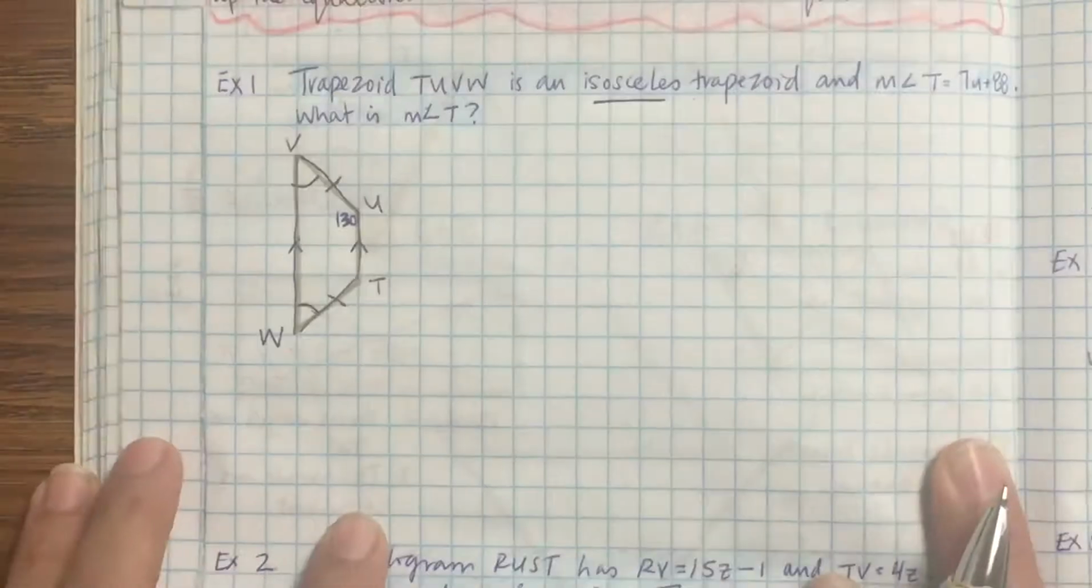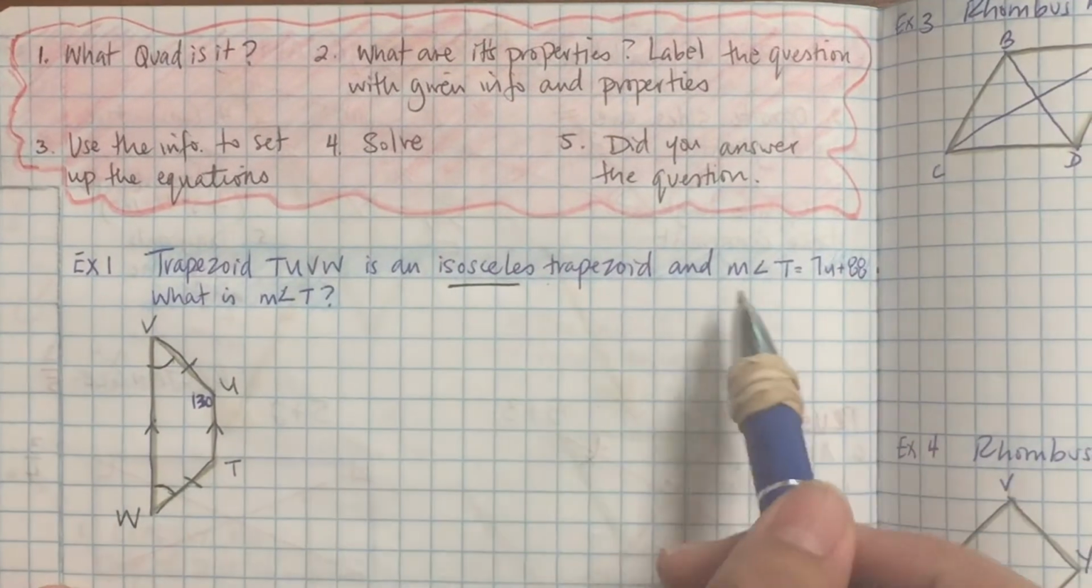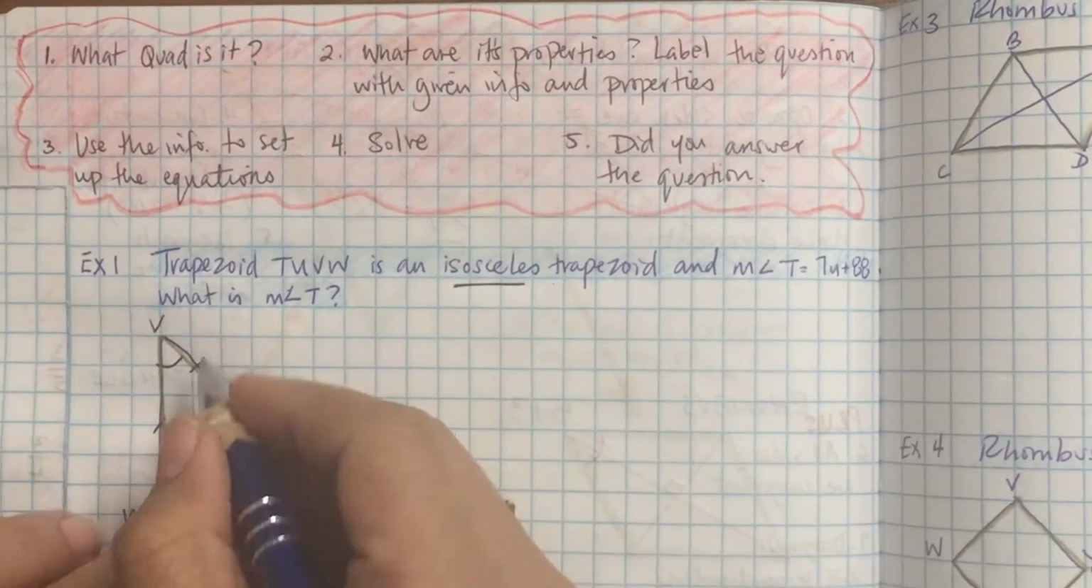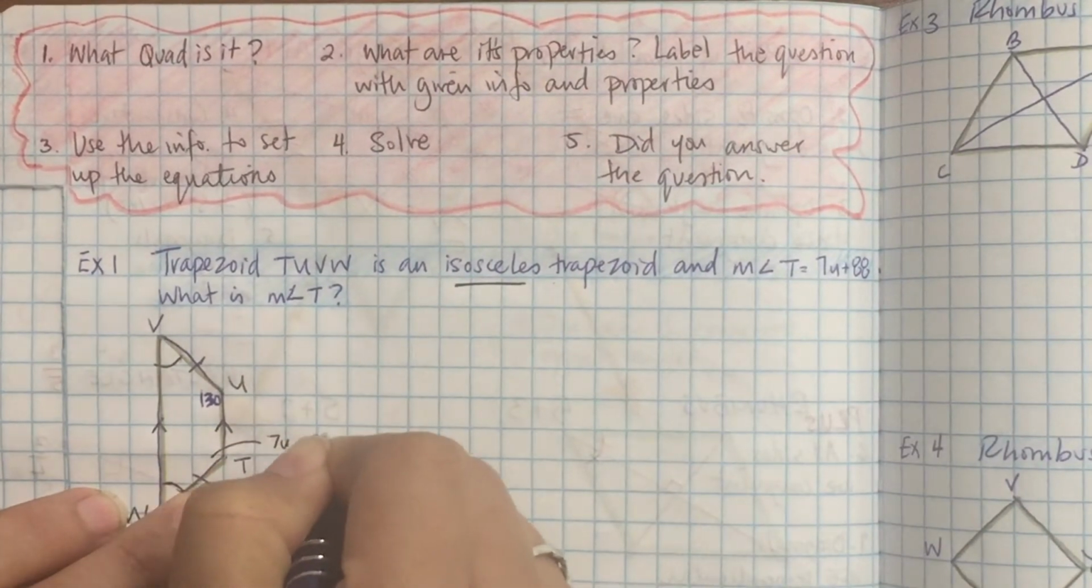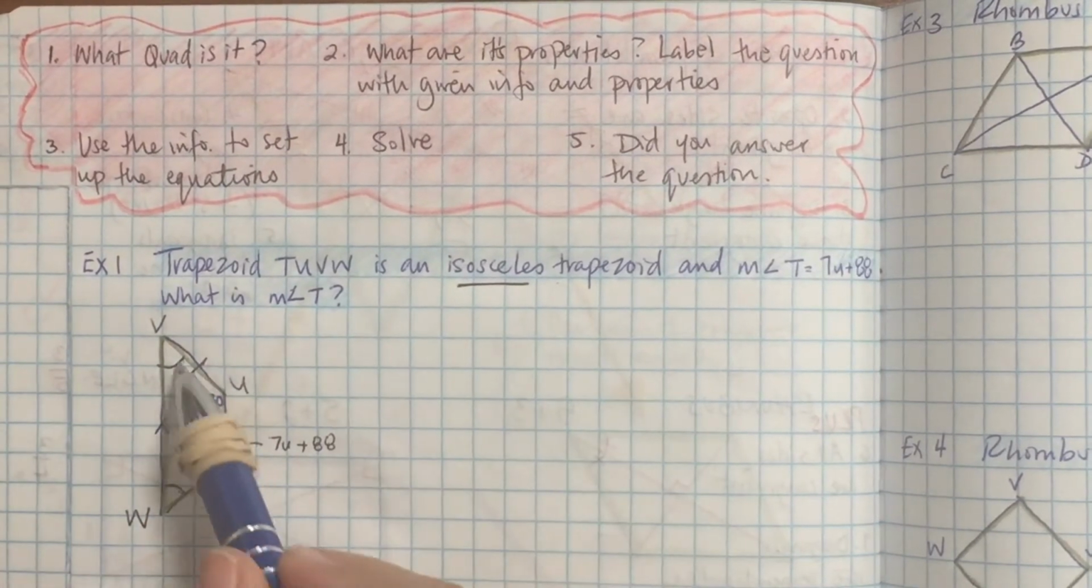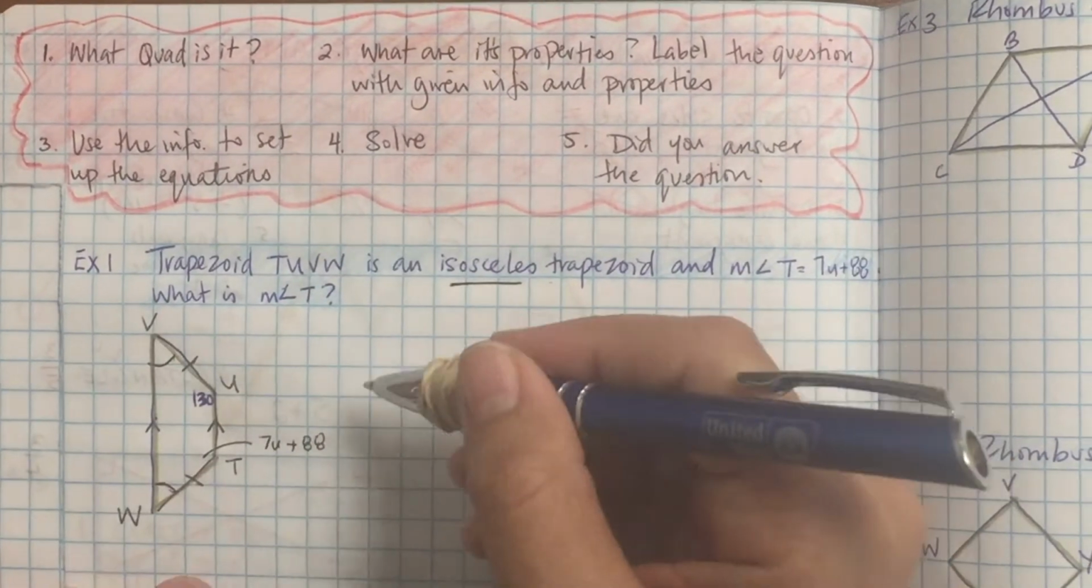I've labeled it. Then I'm going to use this information to set up an equation. So let's see what we're given. Let's fill it in. The measure of angle T is 7u plus 88. So that is 7u plus 88. And then the question is, what is u?